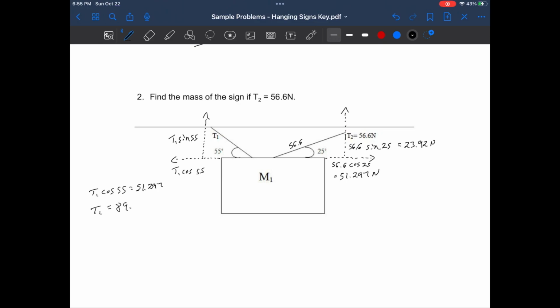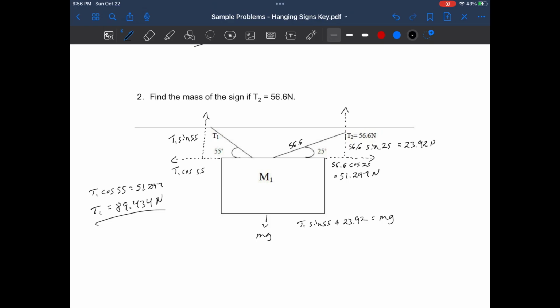Now that we've satisfied horizontal, let's look at the vertical. We know that both vertical forces going up are going to be added together. They're going the same direction, and that's going to be equal to mg down. M being the mass and g being the acceleration of gravity. Mg is the force of gravity. So T1 sine 55 plus what we calculated on the right, 23.92, is equal to mg. The two up added together is equal to the down.